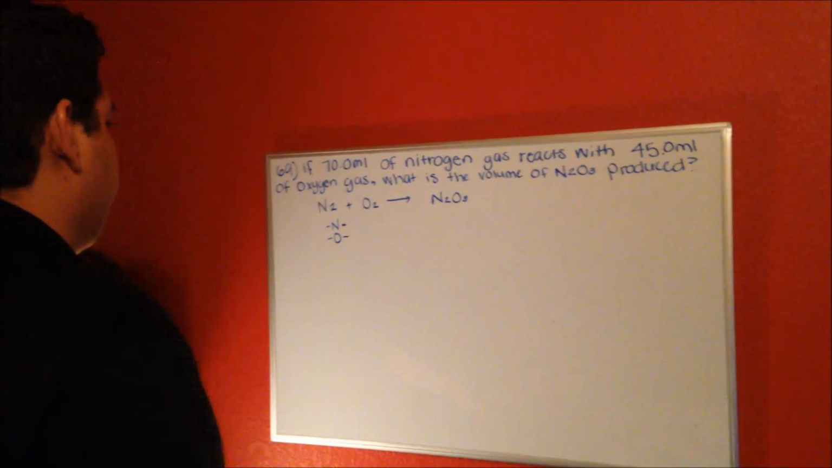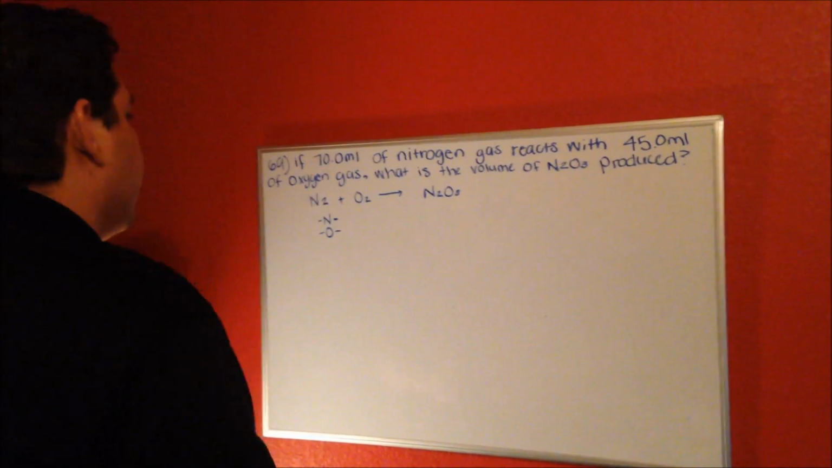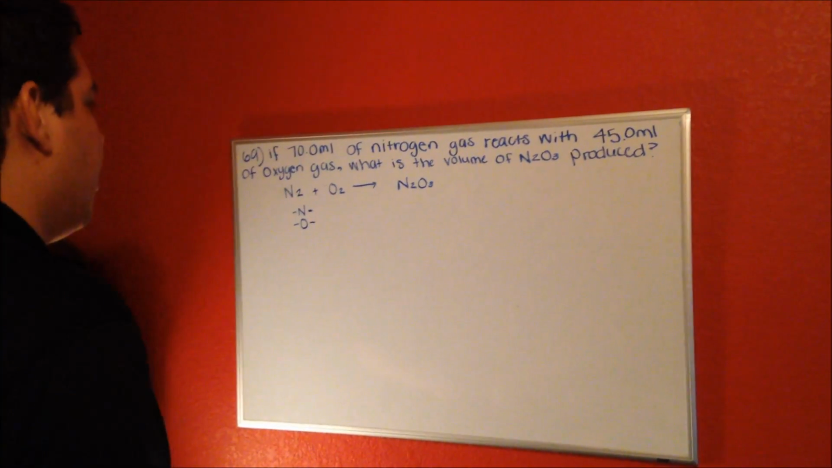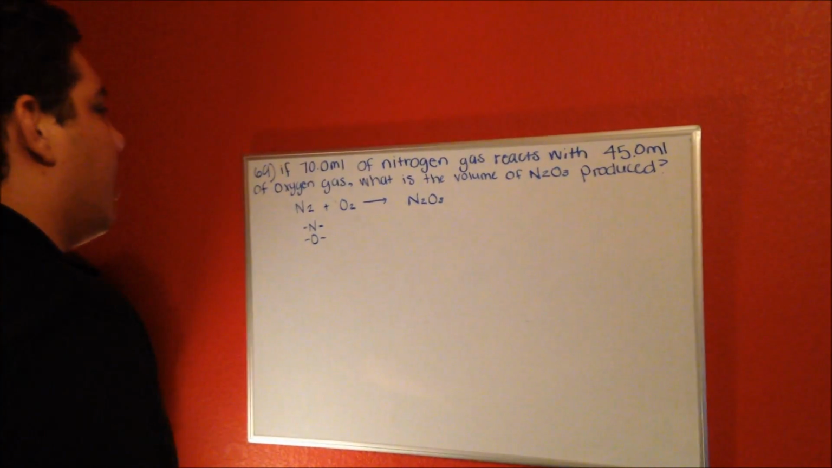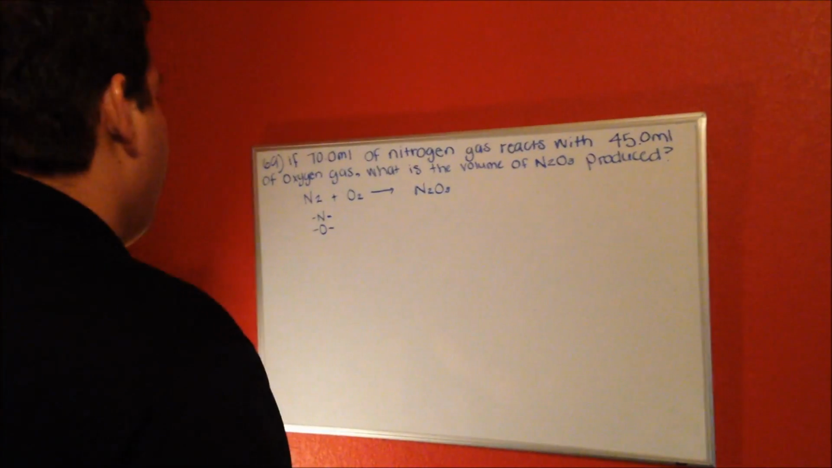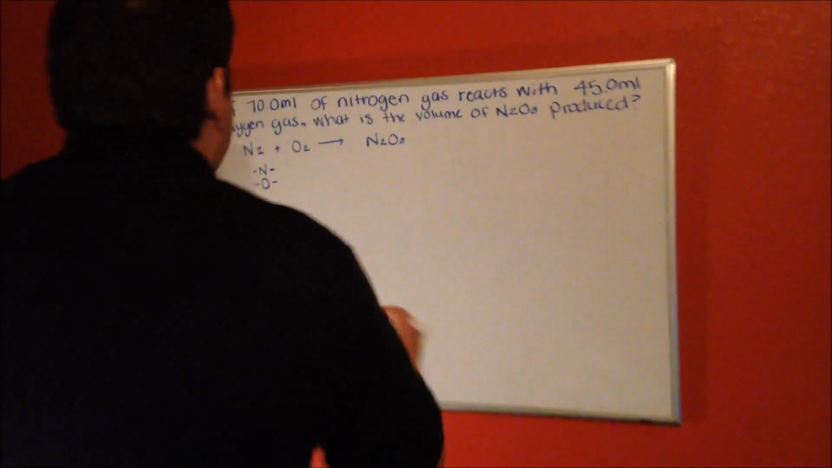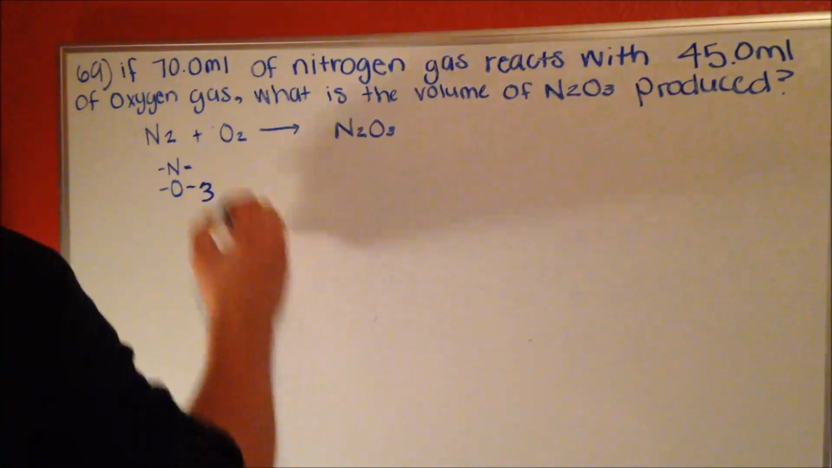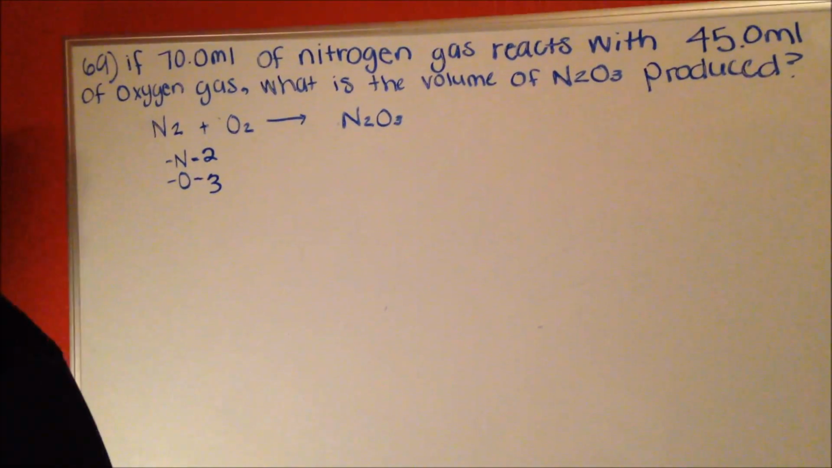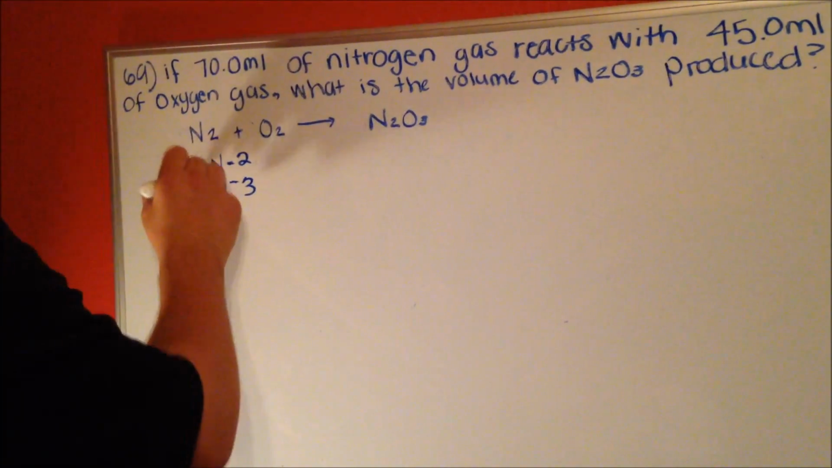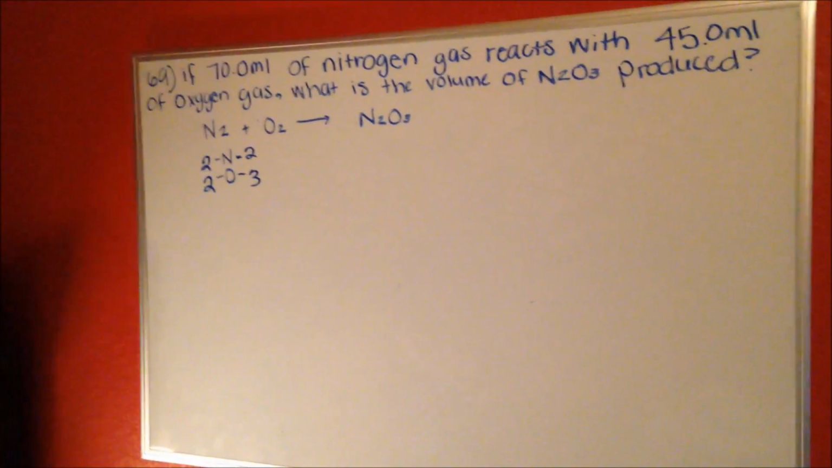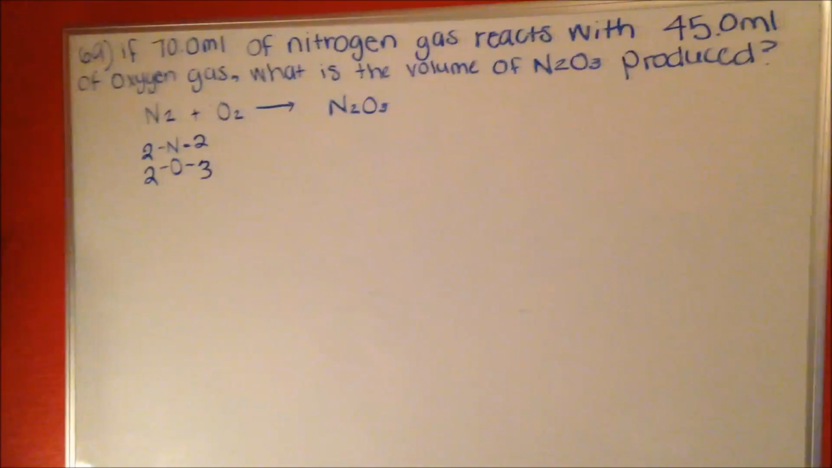This is the problem I picked. If 70 milliliters of nitrogen gas reacts with 45 milliliters of oxygen gas, what is the volume of N2O3 produced? Well, first off, you have to balance the equation. Now you have 3 oxygens on the right side and 2 nitrogens on the right side. You have 2 nitrogens on the left side and 2 oxygens on the left side. So now it's an odd balance.